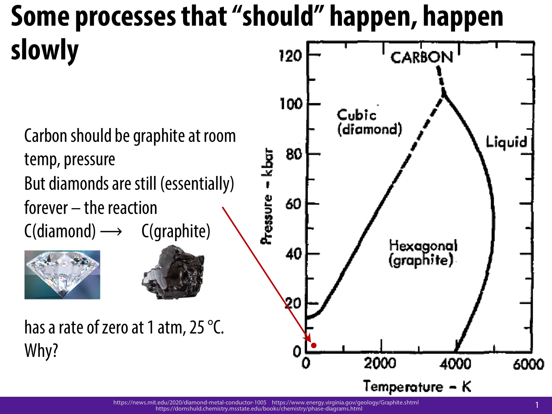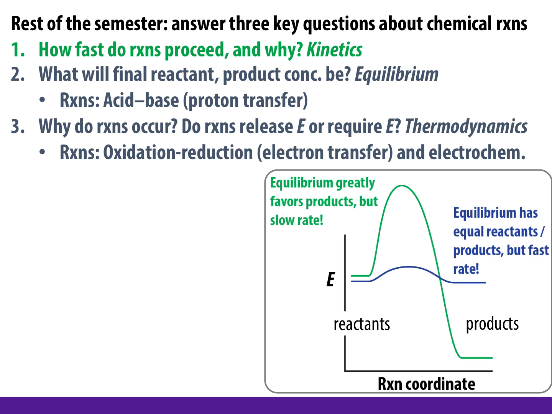Why is that? Well, that's the topic of chemical kinetics. In this part of the class, we're going to answer three key questions about chemical reactions. One, how fast do chemical reactions proceed and why? That's going to be the topic of kinetics. That will lead into the last two areas of the class, equilibrium and thermodynamics.